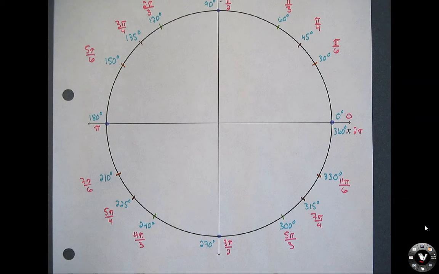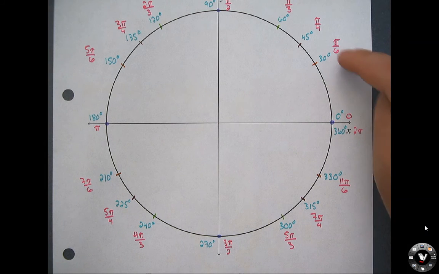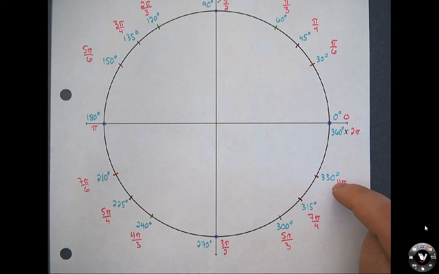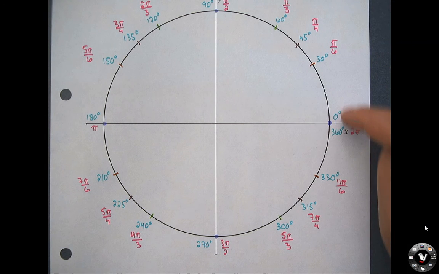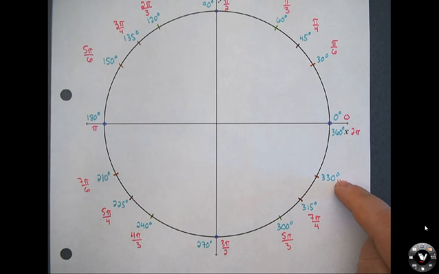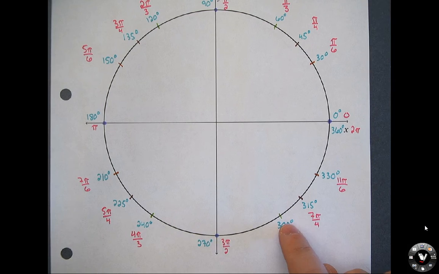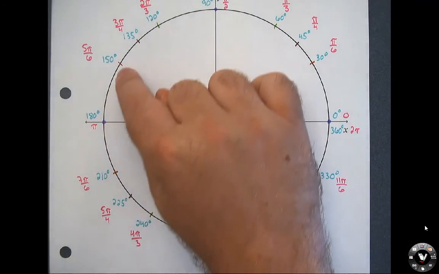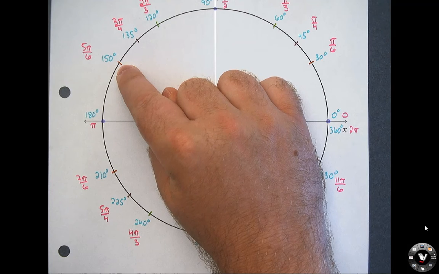Let's try another one. Let's try negative 7 pi over 6. Pause it if you haven't yet. Okay, negative 7 pi over 6. So how far is a pi over 6? That's 30 degrees, but we're going in the negative direction. So I'm going gaps of negative 30. So there's negative 1, negative 2, negative 3, negative 4, negative 5, negative 6. This should be negative 7 pi over 6.